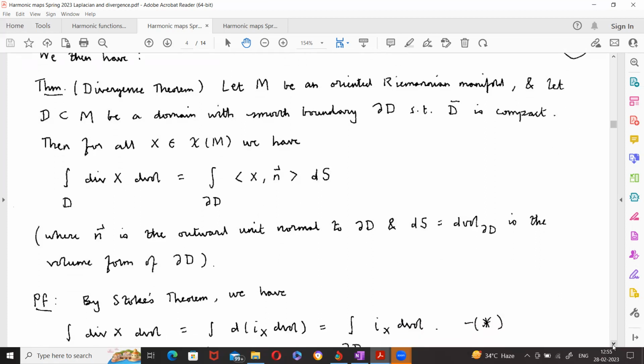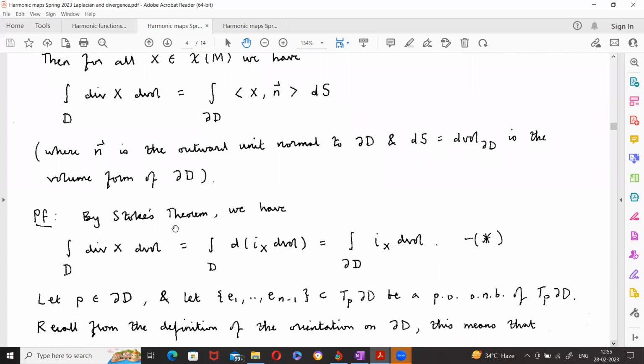Okay. So let's quickly prove this. So first of all, we can use Stokes' theorem. So this divergence X d vol by Cartan's formula, this is d of Ix d vol. So by Stokes' theorem, this becomes the integral over boundary D of Ix d vol, right? So all we have to show is that this Ix d vol restricted to the tangent space of boundary D is equal to X inner product N ds. Okay.